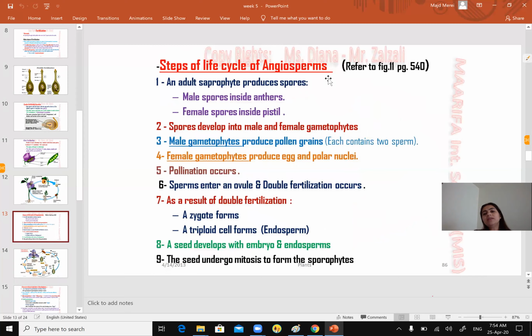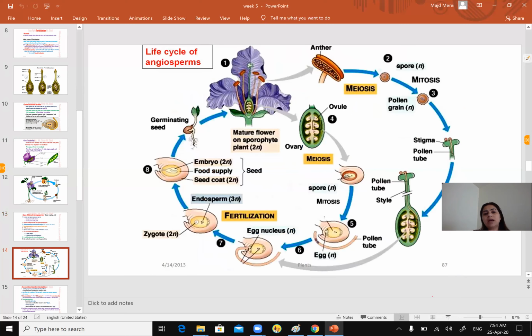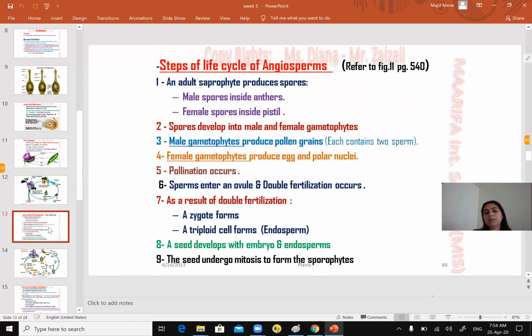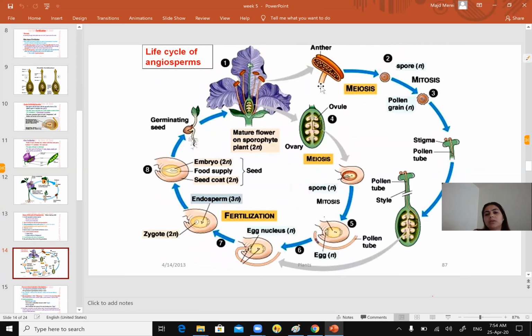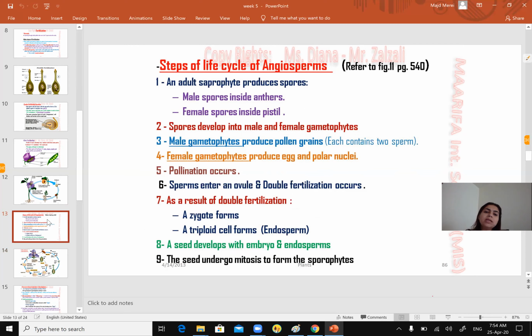So, steps of the life cycle. This slide summarizes all the previous points. I'm going to use this slide with this diagram. Let's start with the first step. Number one, an adult sporophyte produces spores. The male spores are inside the anther, the female spores inside the pistil. Notice here, the male spores are found within the anther, and the female spores are found within the ovary.